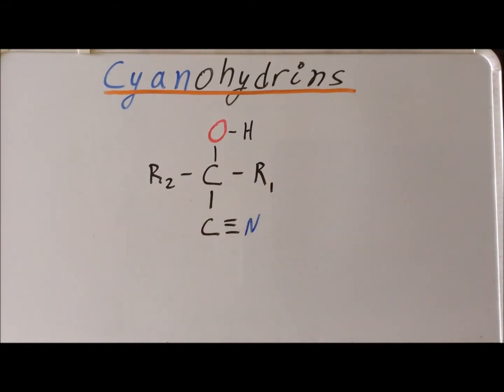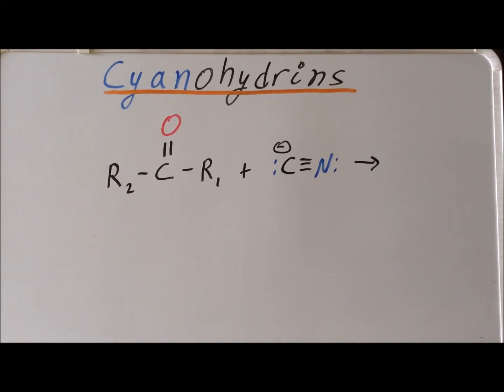R1 and R2 are alkyl groups that may or may not be the same, or that may be simply a hydrogen atom. One thing to note is that if R1 and R2 are distinct, then this particular carbon atom will be a chiral center. In this particular video, we are going to examine cyanohydrins where we restrict R1 to be hydrogen, and we're going to vary the alkyl group R2.